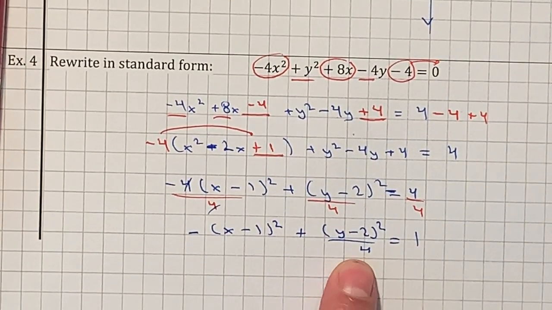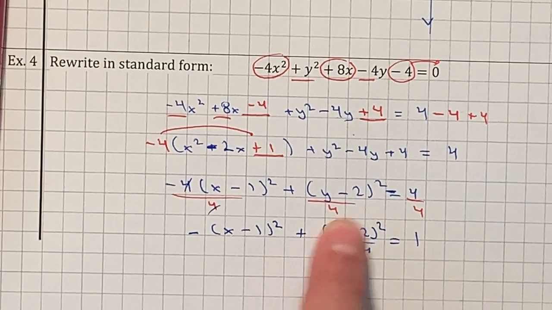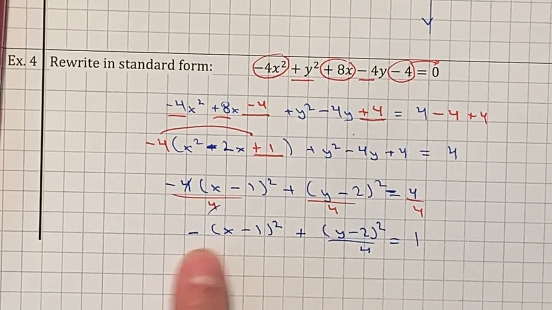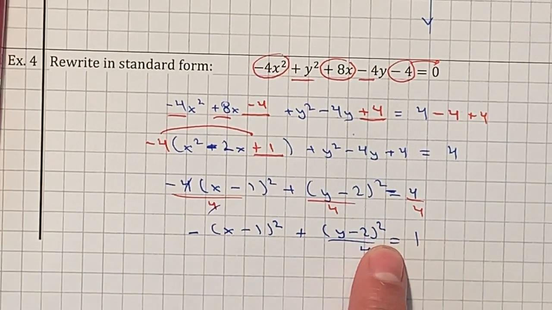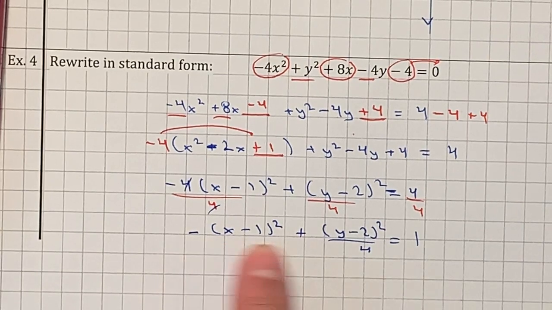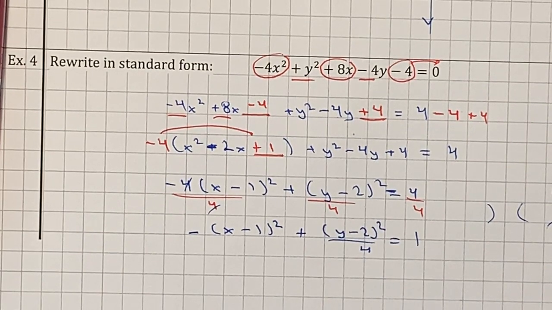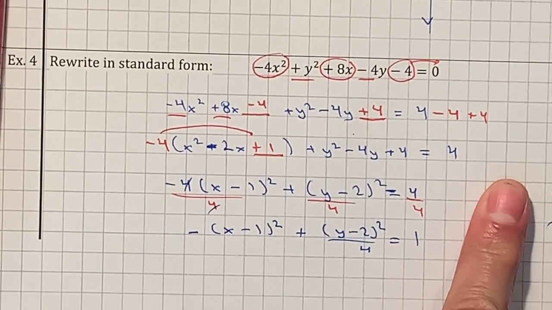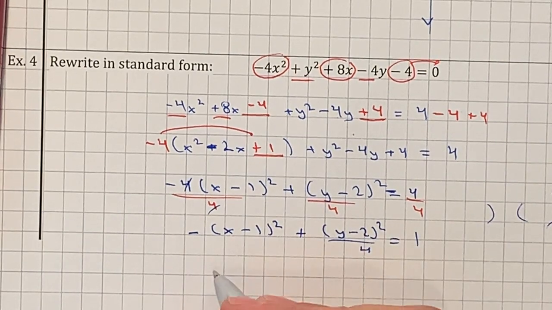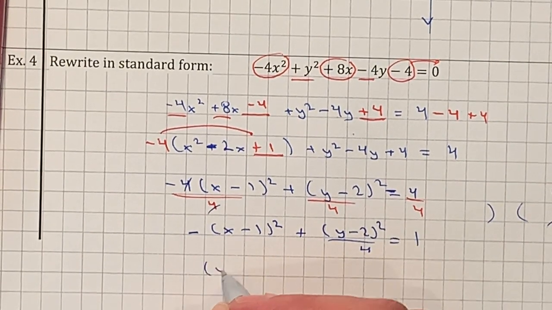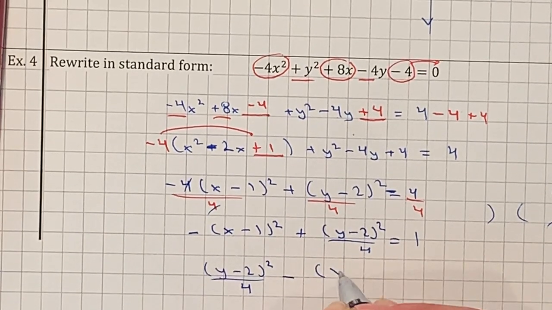Now, we prefer to write down my positive 1 first. Sometimes you guys will see it in this form where this will be facing sideways or up and down. What do you think? Correct. This is going to be facing up and down. So ideally, I need to be able to rewrite it as y minus 2 squared over 4 minus x minus 1 squared equals 1.